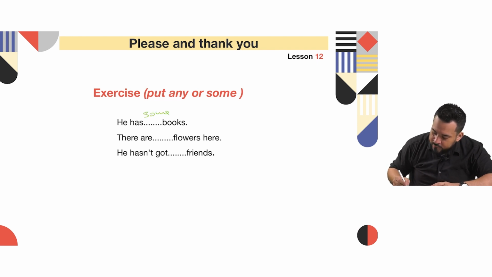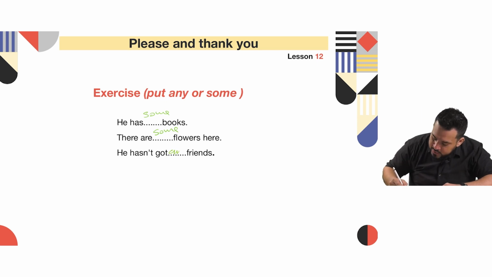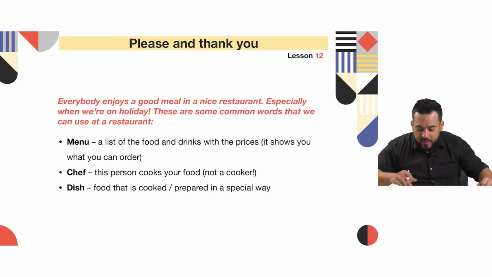There are some flowers here. Again, this is a positive statement. He hasn't got any friends. Yeah, it is any. Why? Because it's a negative statement. Hasn't.